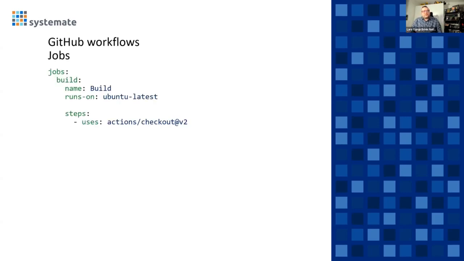So here we have a job like before. It's a build job running on Ubuntu. The first step is the actions/checkout. And if you go to github.com/actions/checkout, you'll find the source code for this GitHub action. It points to a GitHub repository, and then comes the @ and it says v2. That's a tag on this repository. So inside of this repository, you'll find an action.yml, a YAML file, defining what this action does.